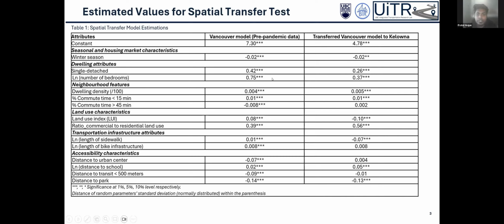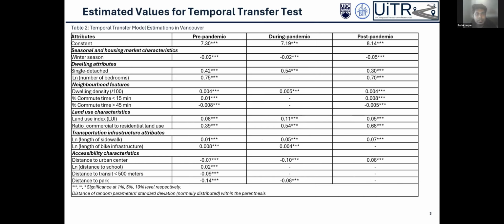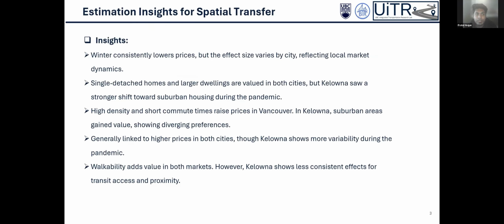I will not go into details about the actual values, but these are some of the attributes and variables that we have used in developing these models. And this is for the temporal transferability test. All of these models are for Vancouver. One is for the pre-pandemic period, one during the pandemic, and one for the post-pandemic period. I will give some brief findings that we gathered from these models.